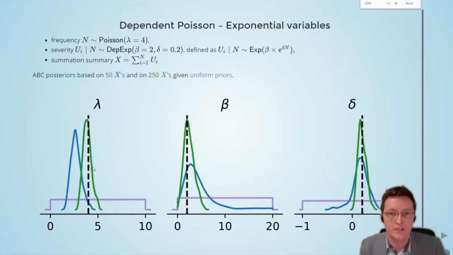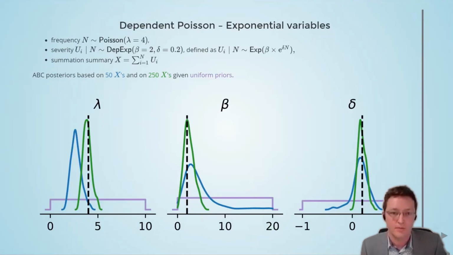So what does this look like? Going back to that original motivating example we were considering, we have some claims that are coming as a Poisson random variable. The sizes of the claims are dependent on the number of claims. So more claims, larger severities. And that'll be characterized by a dependent exponential distribution. We don't observe this though, or we say what we observe is the sum of the claim sizes.